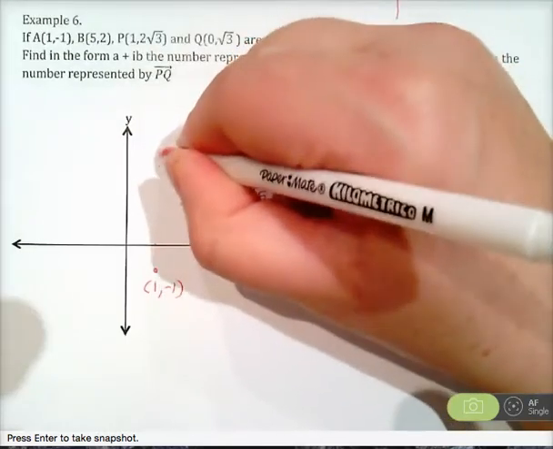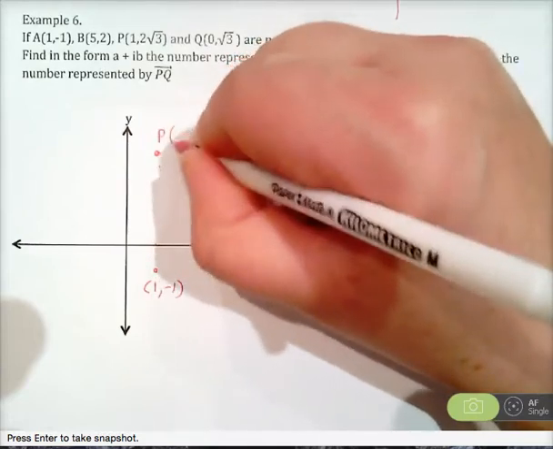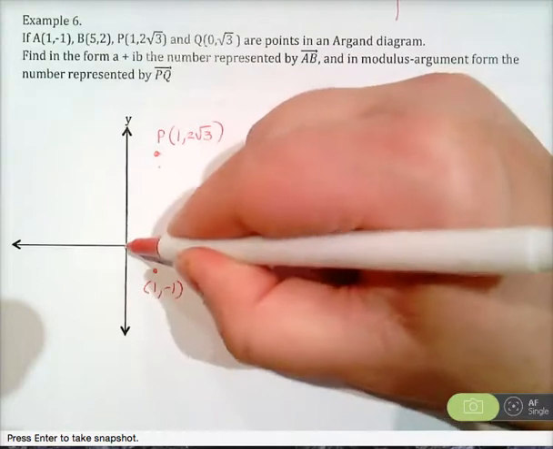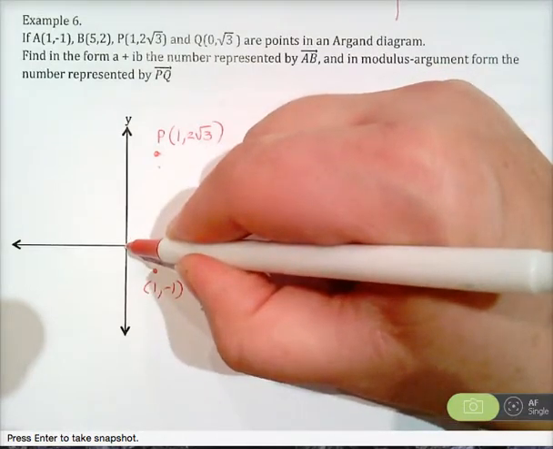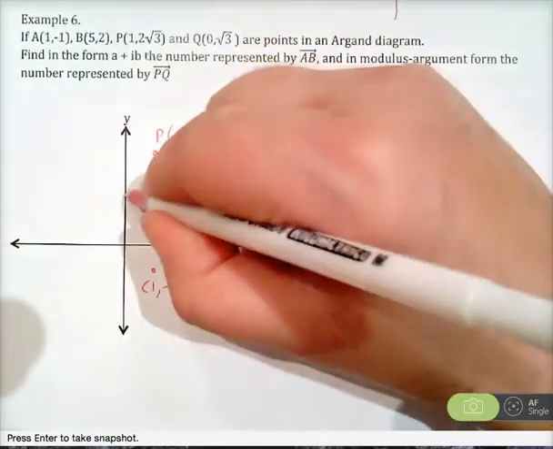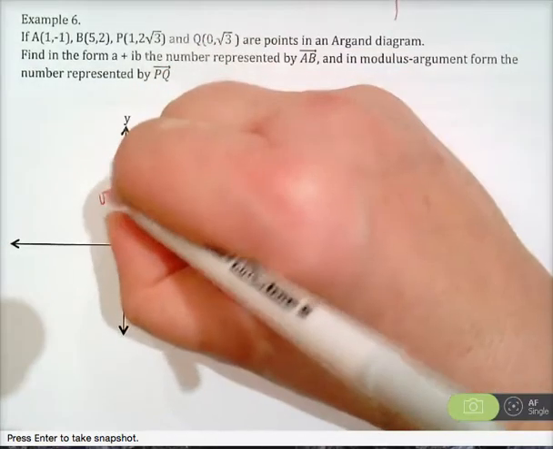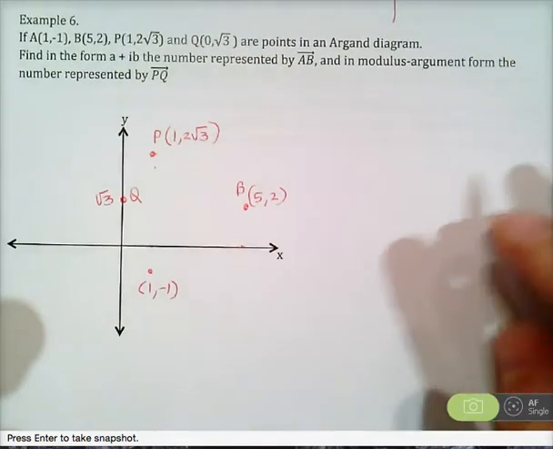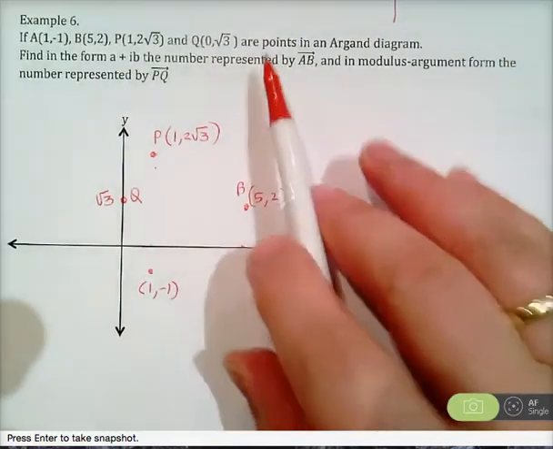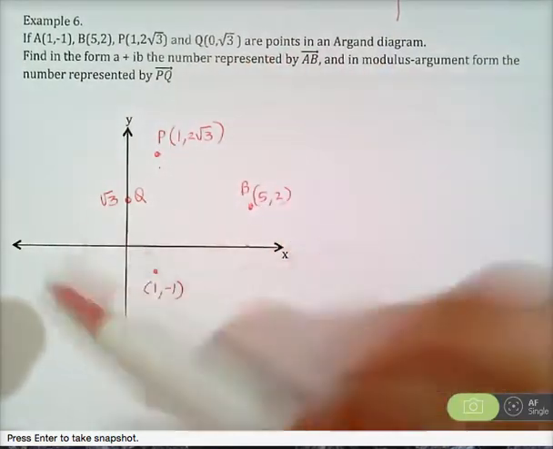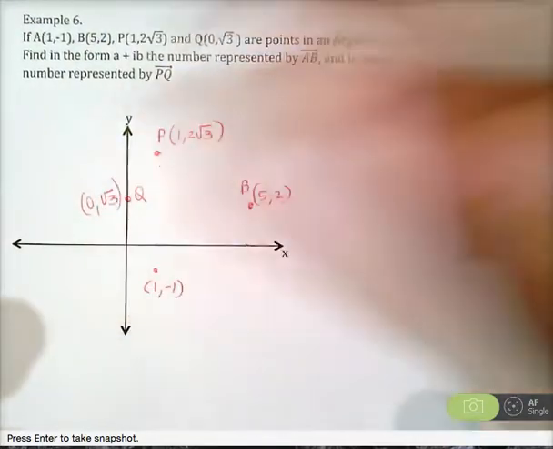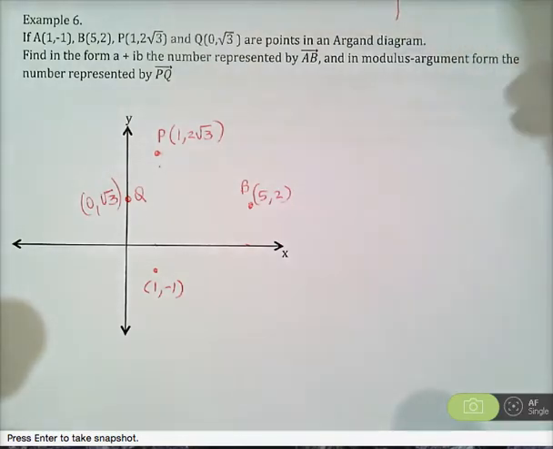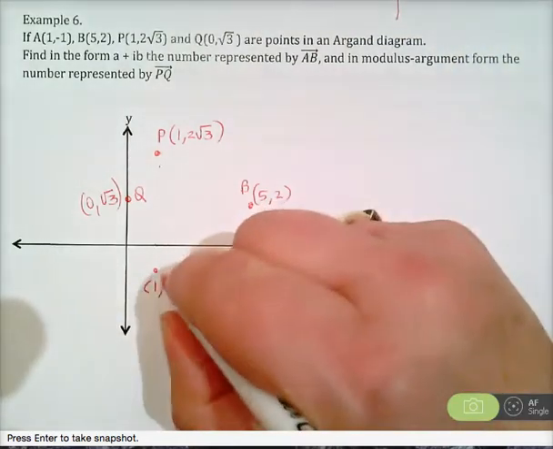And if Q is the point 0, root 3, so here, roughly. And this is the point Q, okay? Now, it says, if they're points on the Argand diagram, so we've got 0, root 3. Find in the form A plus iB the number represented by AB, the vector AB, so I'm just going to draw that in.